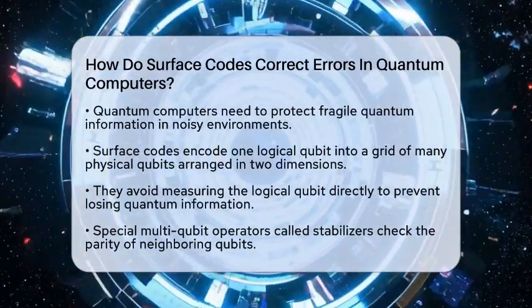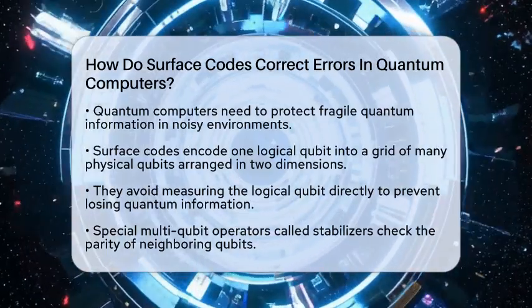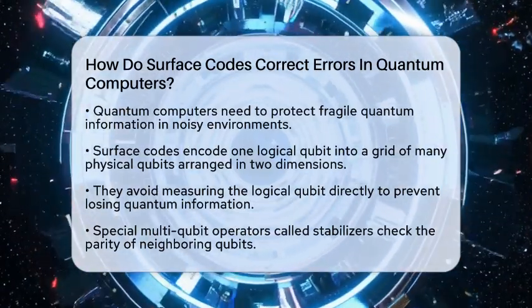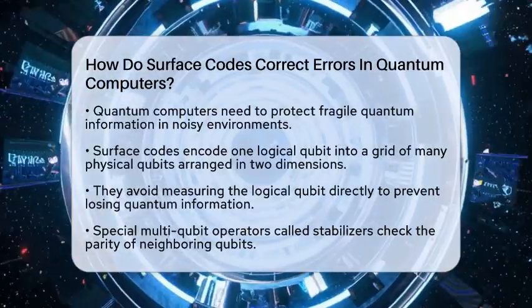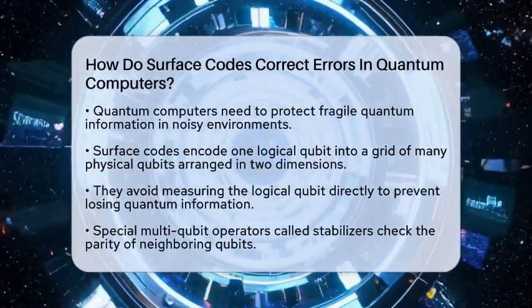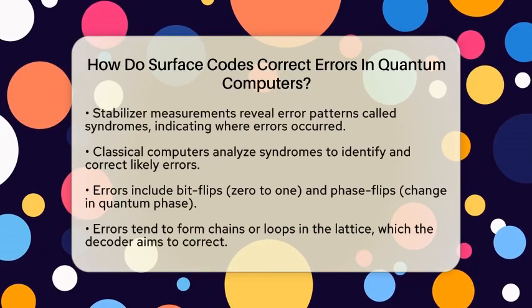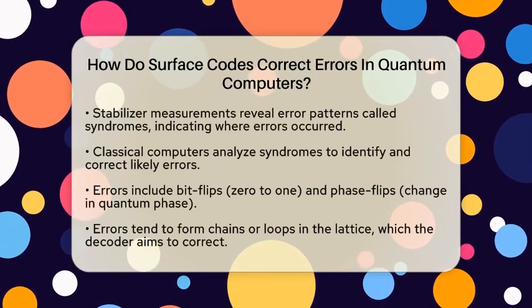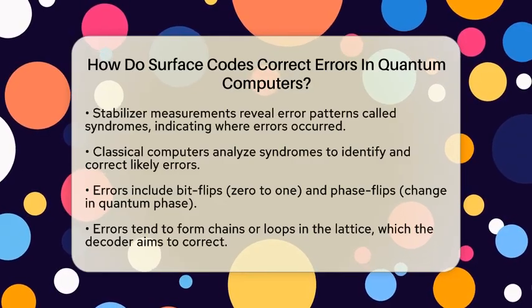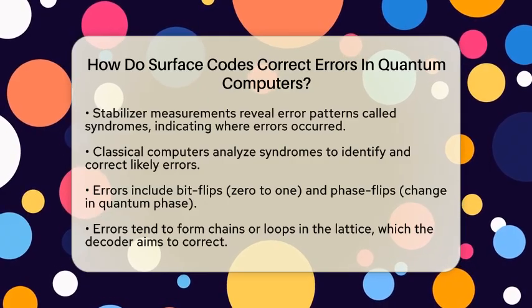This setup allows the system to spot errors without directly measuring the logical qubit itself, which would cause it to lose its quantum state. Instead, the system measures special multi-qubit operators called stabilizers. These stabilizers check the parity, or the evenness and oddness, of groups of neighboring qubits. If errors happen, these stabilizers reveal patterns called error syndromes, which tell us where something went wrong. The system then uses a classical computer to analyze these syndromes and figure out the most likely errors.